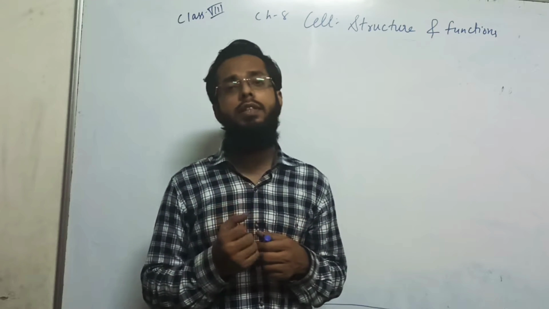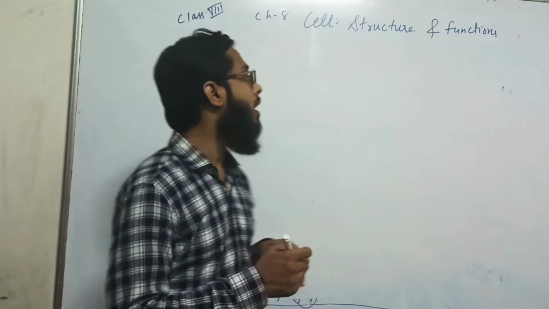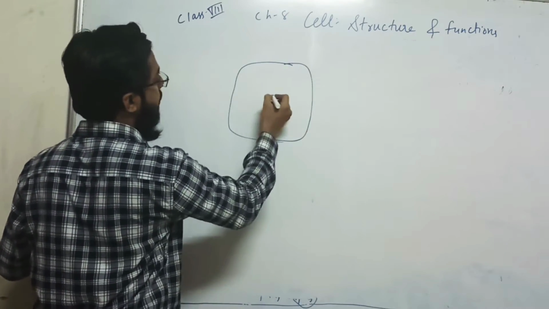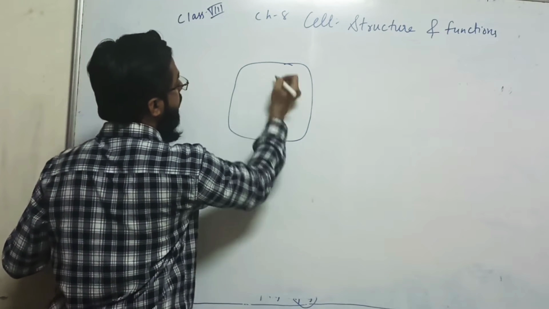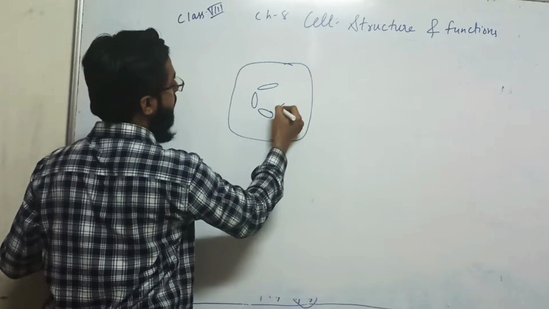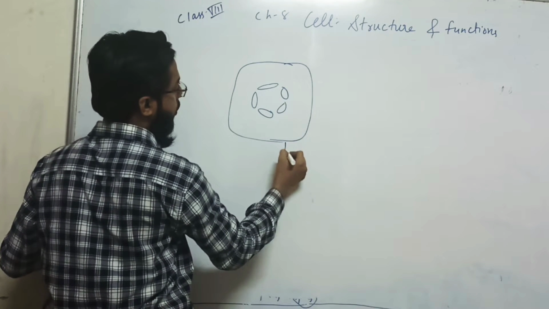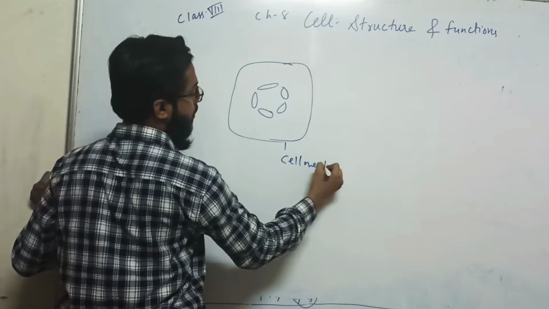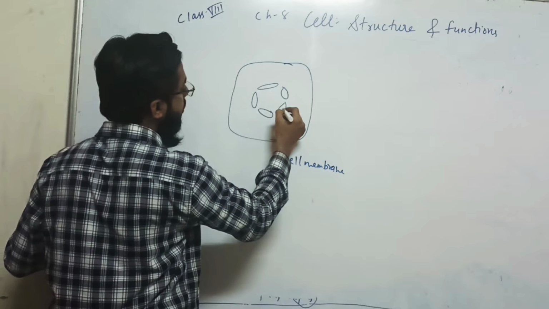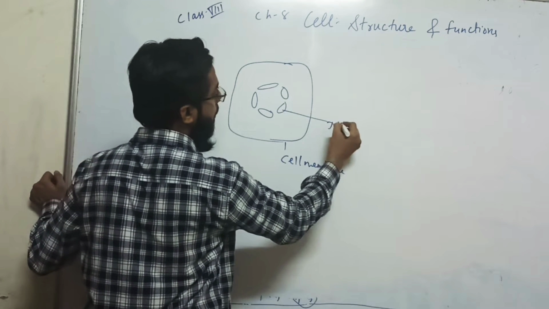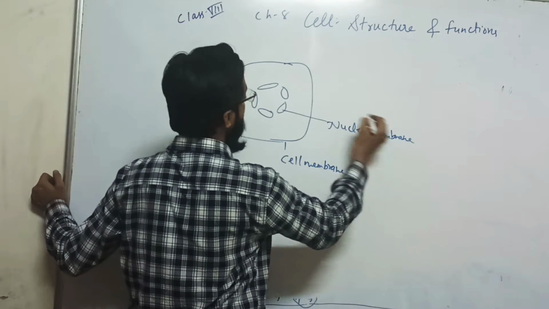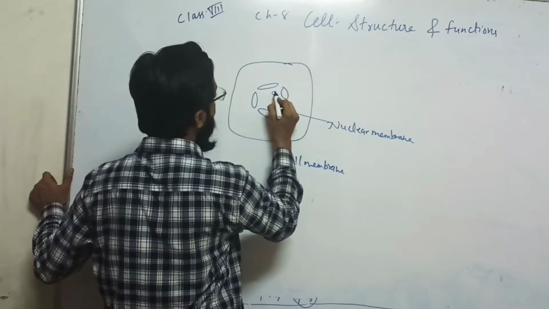All these things are present in the cell, in the nucleus of the cell. We have a cell, plant cell or animal cell. Then we have the nucleus. Outside the nucleus there is a membrane known as the nuclear membrane. We have the cell membrane. Then we have the nucleus, all this is the nucleus, and this is the nuclear membrane. Then what we have? We have the nucleolus.